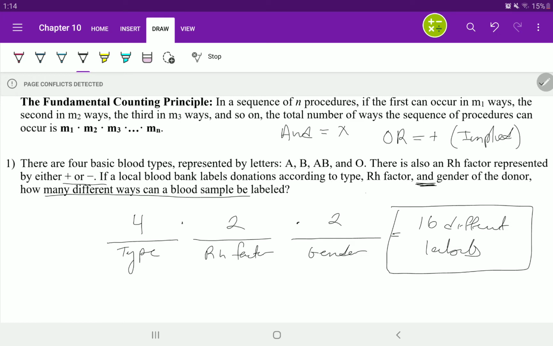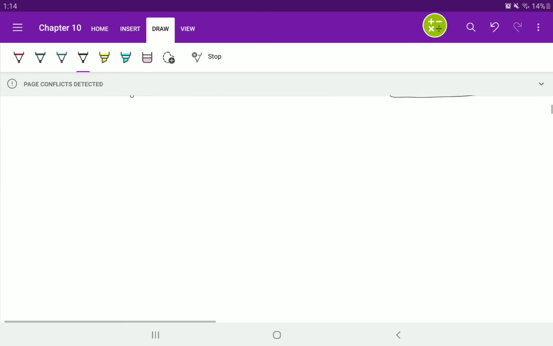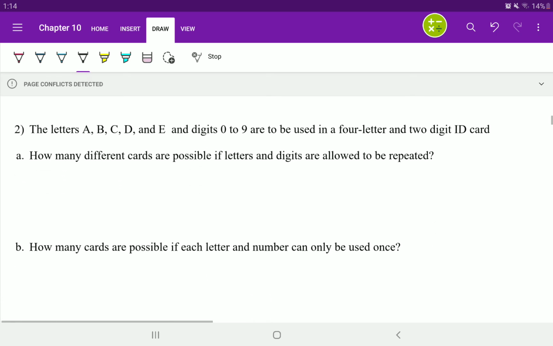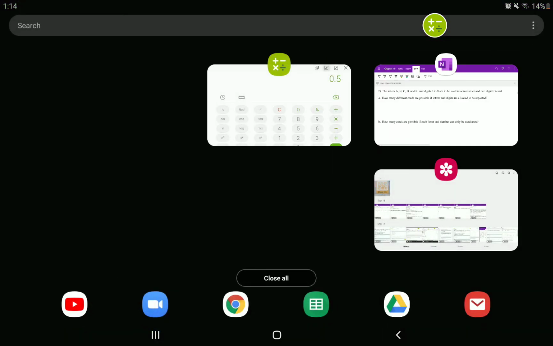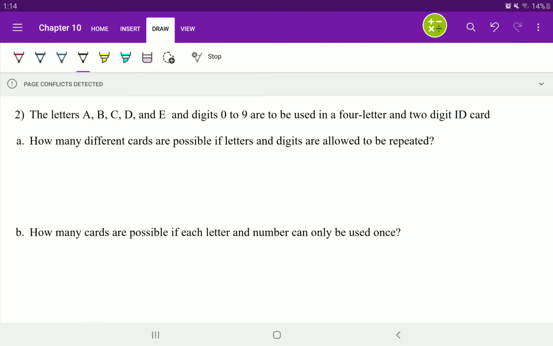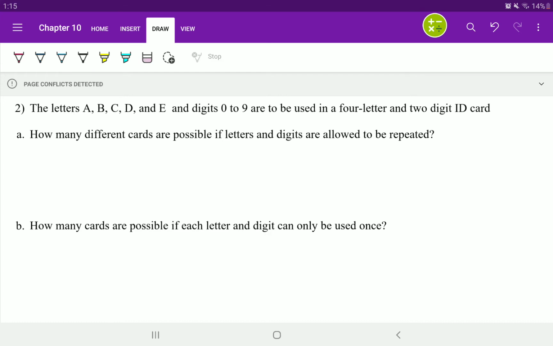So I'm going to keep on this path. I'm going to do one more question in this video. Now, this is going to be question number 2. It says here, the letters A, B, C, D, and E and digits 0 through 9 are used in a 4-letter and 2-digit ID card. A says, how many different cards are possible if letters and digits are allowed to be repeated? And B says, how many cards are possible if each letter and digit can only be used once?